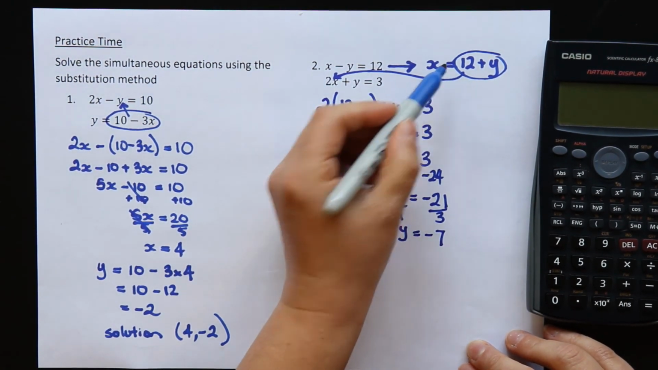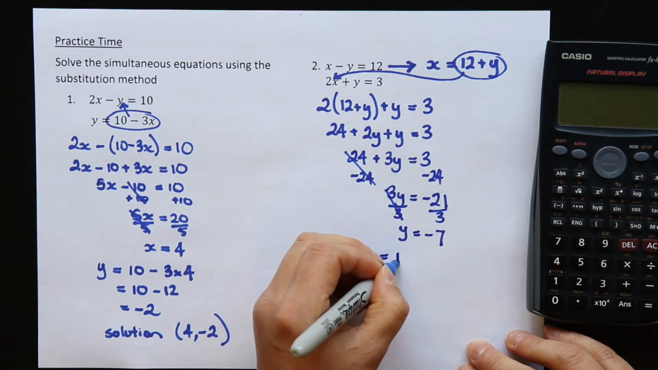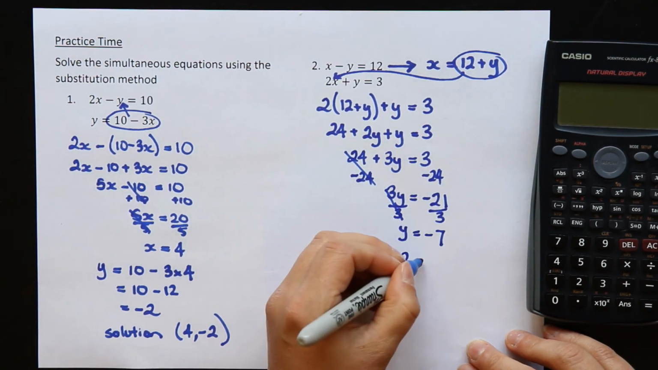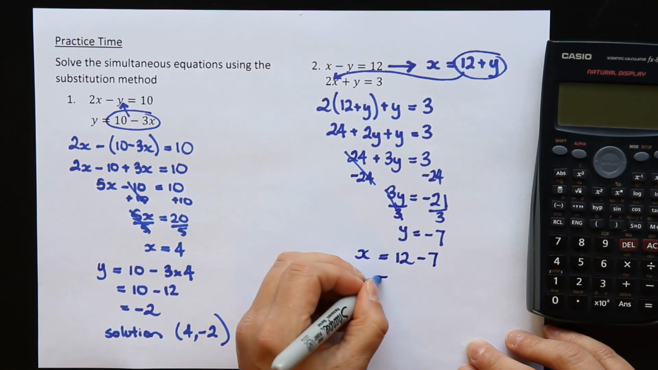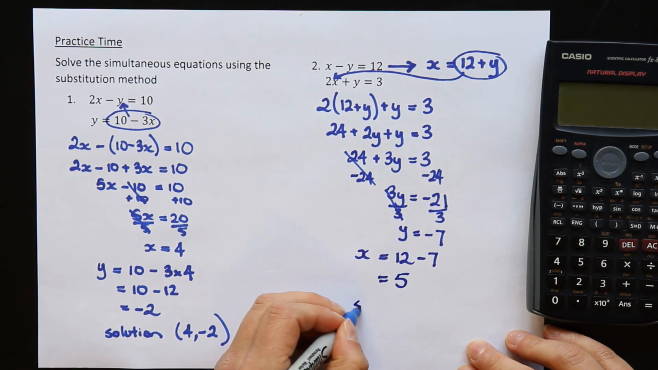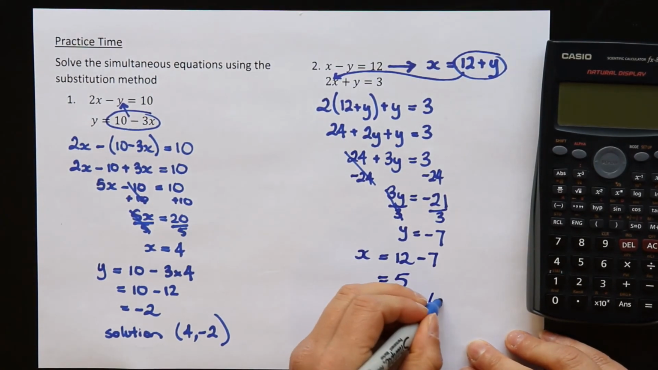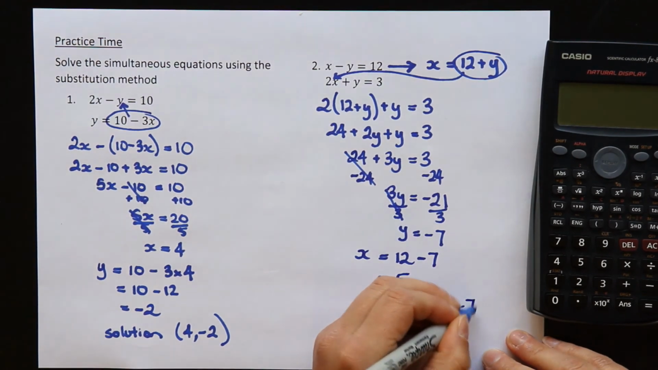Substitute that back into this equation to find the x. x is equal to 12 plus y, but y is minus 7. So 12 minus 7 is 5. That's it, we're finished. The solution is x is 5 and y is minus 7.